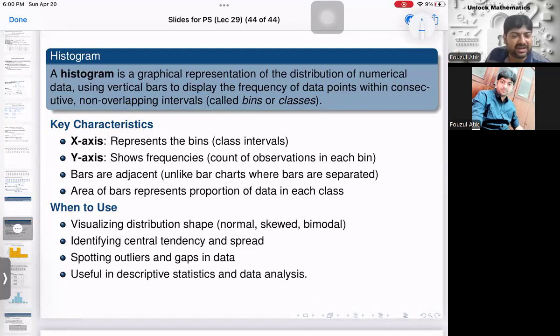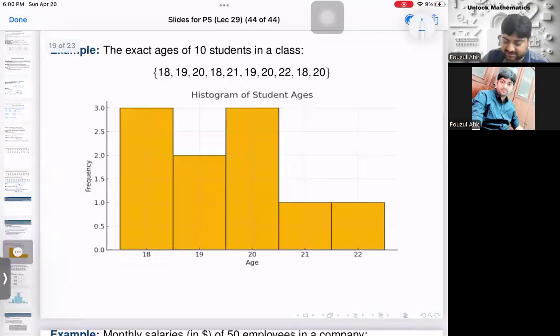Then we can see whether there are any outliers or gaps in the data, like some values that are very extreme. That kind of thing we can also identify from the histogram. And it is useful in descriptive statistics and data analysis.